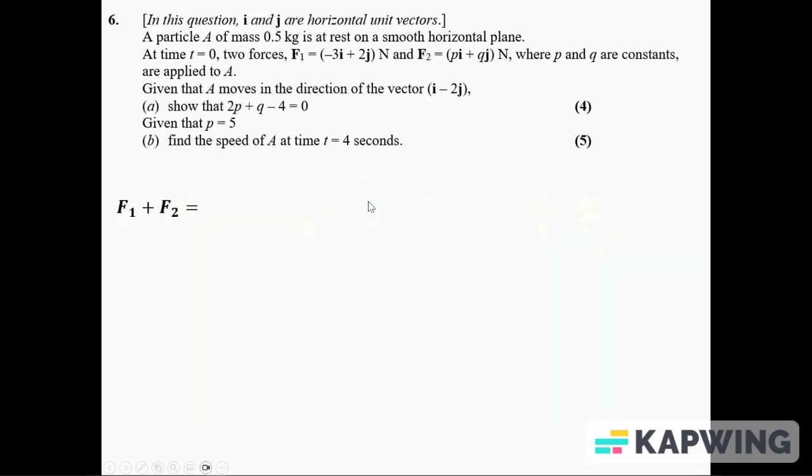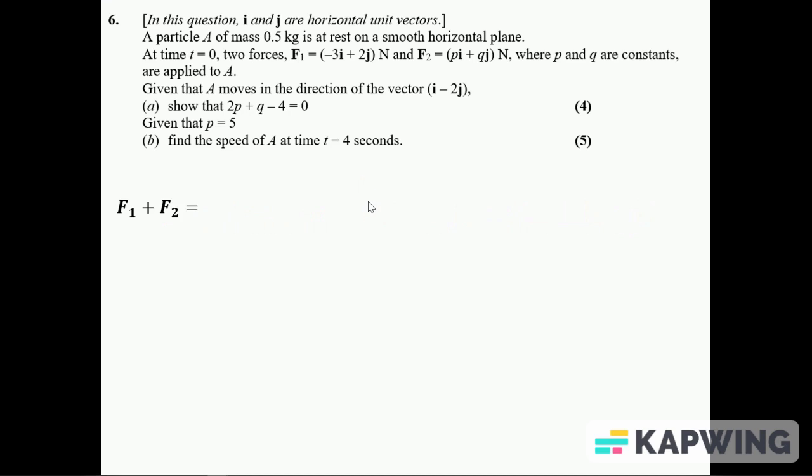There's a particle A of mass 0.5 kilograms at rest on a smooth horizontal plane. We've got two forces, F1 and F2, applied to A, and it moves in the direction of the vector i minus 2j. We're going to show 2p plus q minus 4 equals 0.